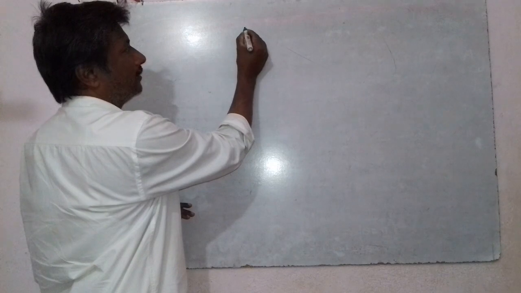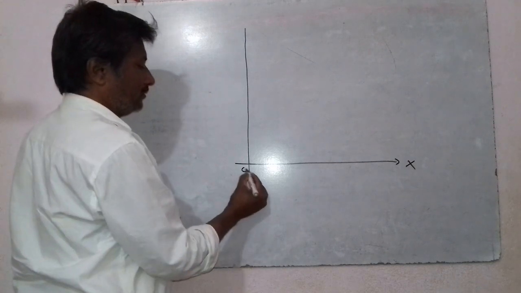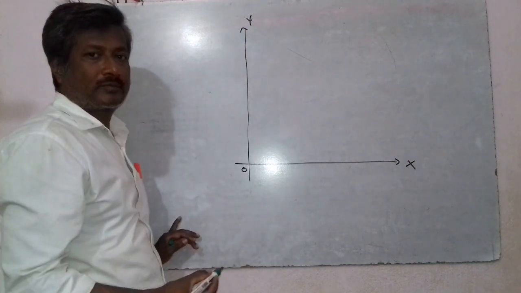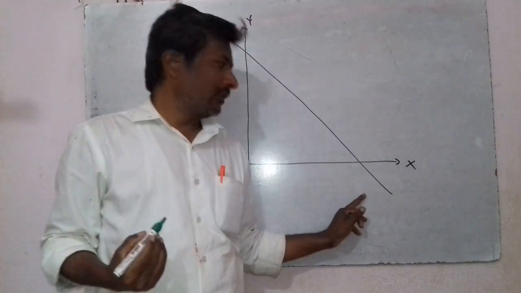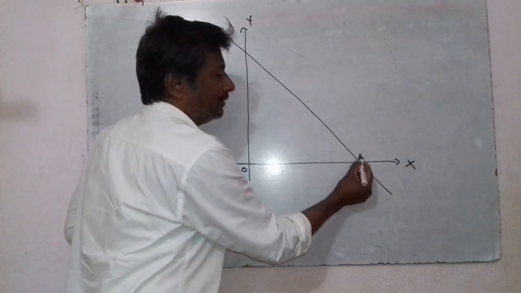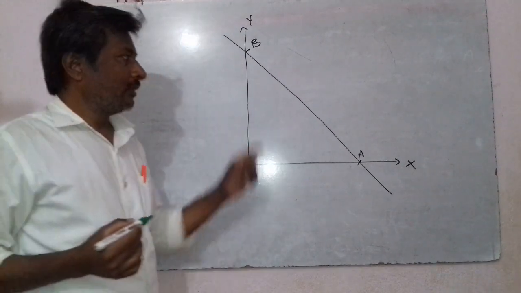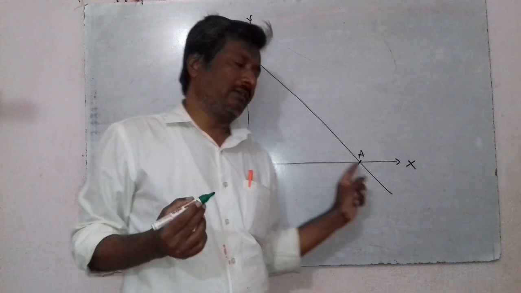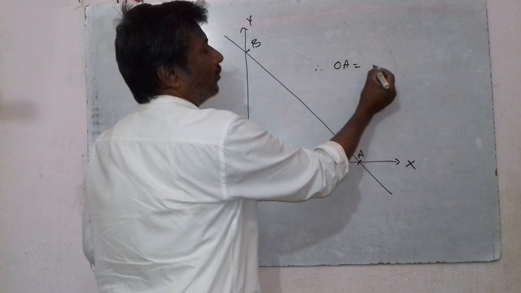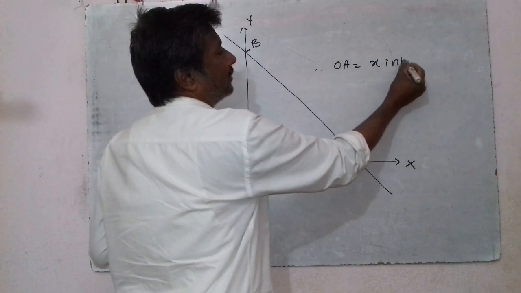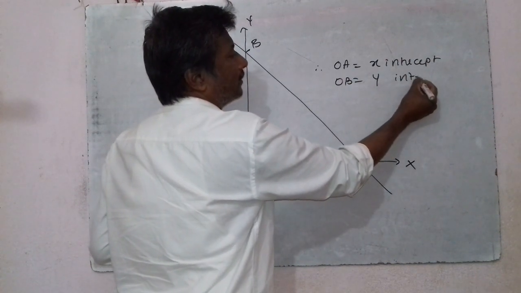So observe here. This is the x axis, this is the y axis. The straight line cuts the x axis at A and the y axis at B. Therefore, OA equals the x intercept, and OB equals the y intercept.